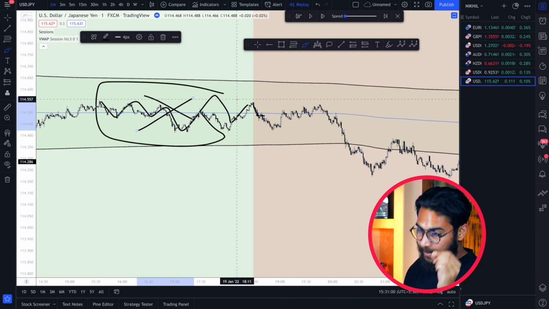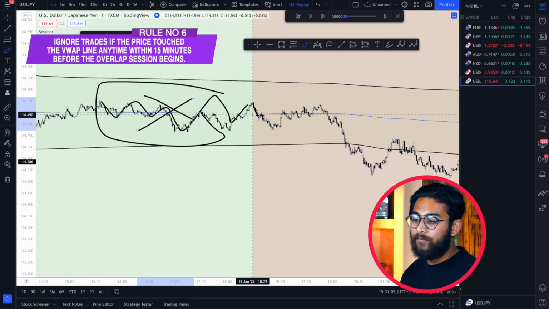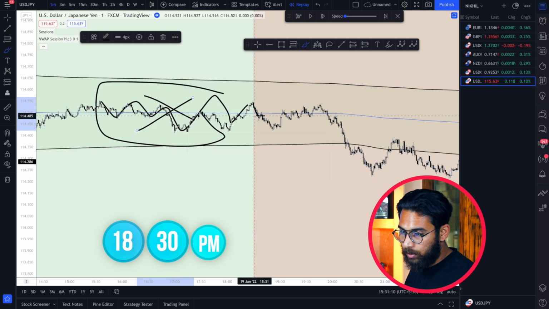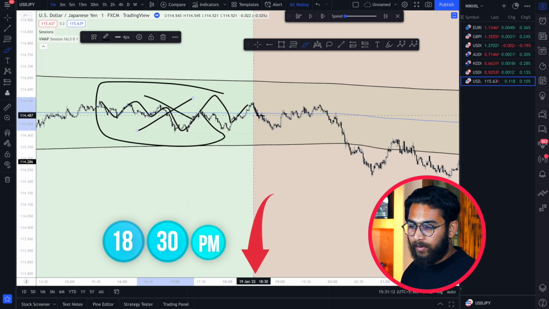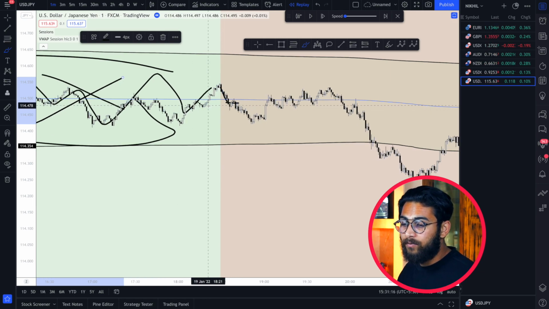So rule number 6 is ignore trades if the price touches the VWAP line anytime within the 15 minutes before the overlap session begins. According to the time zone, the overlap session starts at 18:30. So I would ignore all the trades if the price touches the middle VWAP line from 18:16 to 18:30.